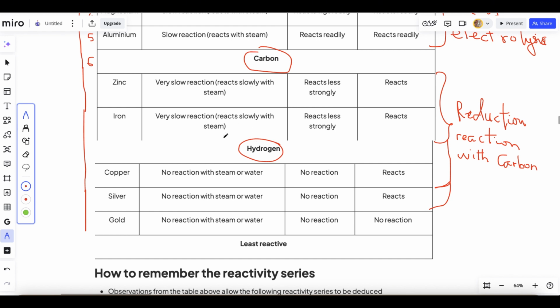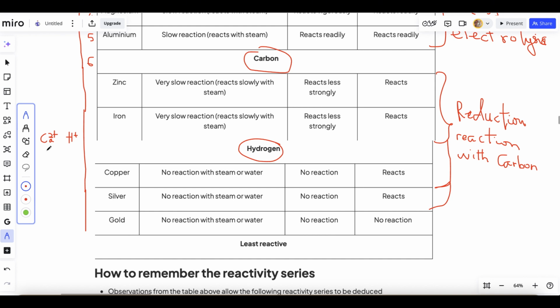For example, if I have calcium ion, Ca 2 positive, and I have hydrogen ion, which one will migrate to the cathode due to electrolysis? We're going to study electrolysis again.